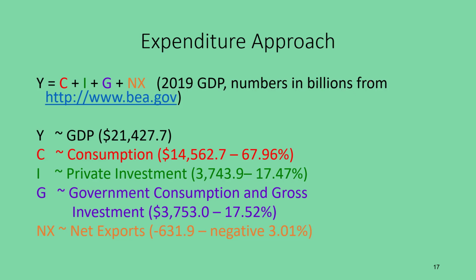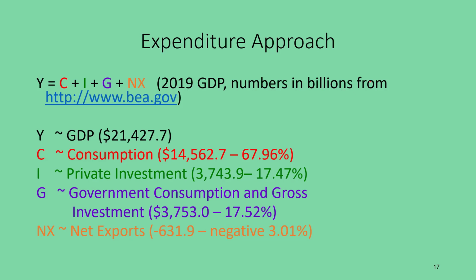Every year, consumption is by far the largest component of GDP, which is something I want you to remember. Private investment is the next component. That's our I, and that's $3,743,900,000,000, or about 17.5% of GDP. Government consumption and gross investment are basically what the government is spending money on, or the goods or services that the government is providing. That comes out to $3,753,000,000,000, or again, right around 17.5%.